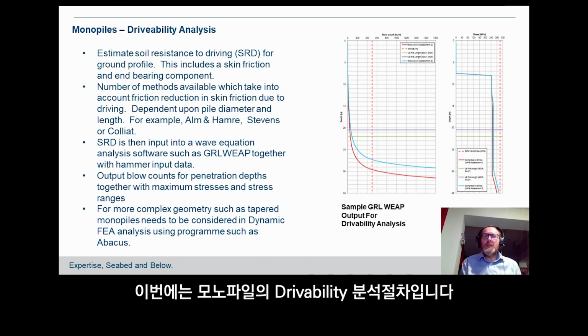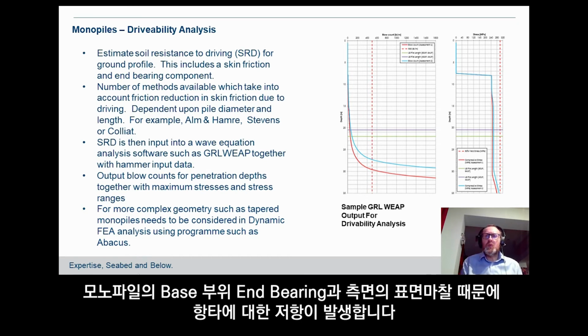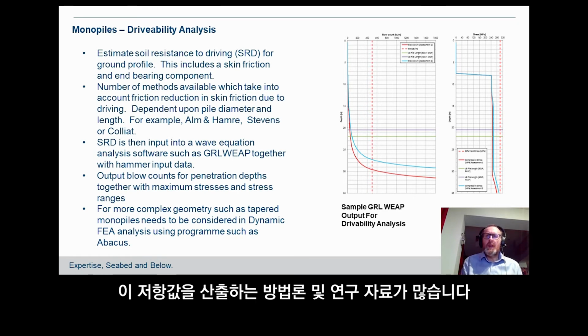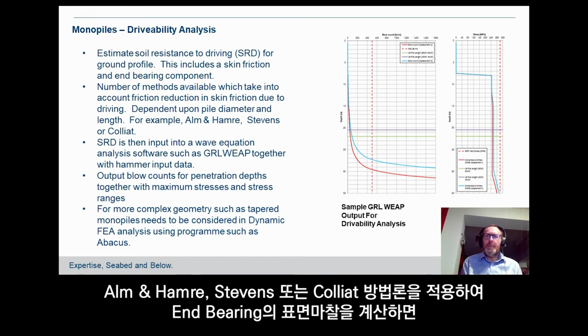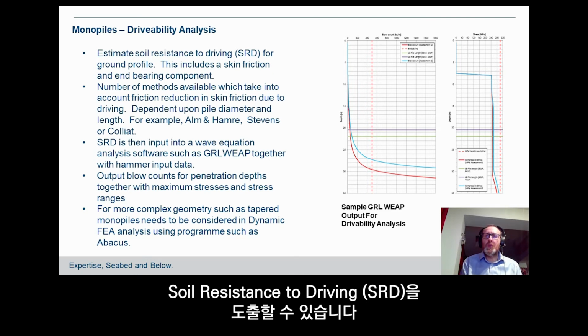Okay, in terms of drivability of the monopiles, there are particular procedures we use for this. Resistance to driving is developed in the monopile by end bearing at the base of the pile and also skin friction down the sides. There are some well documented and researched methods for estimating what the values of the resistance will be. What we use those techniques, like Alm and Hamre, Stevens and Kolliat, to do is estimate the skin frictions and end bearings to produce what's called the soil resistance to driving.